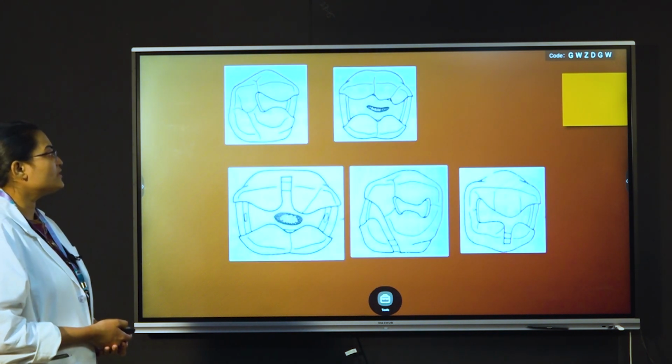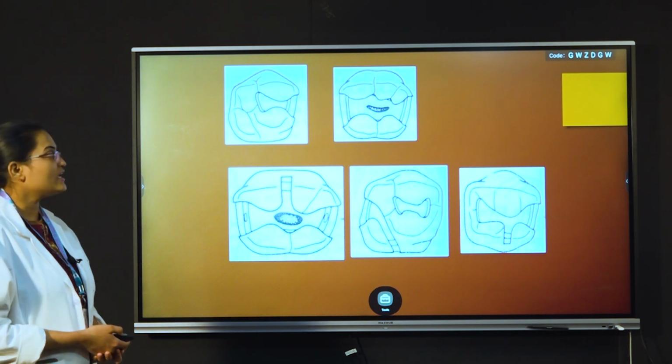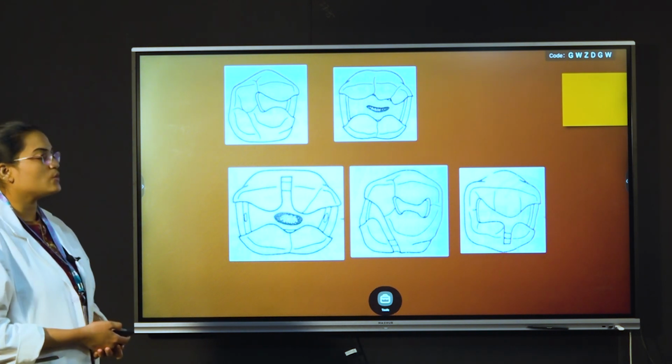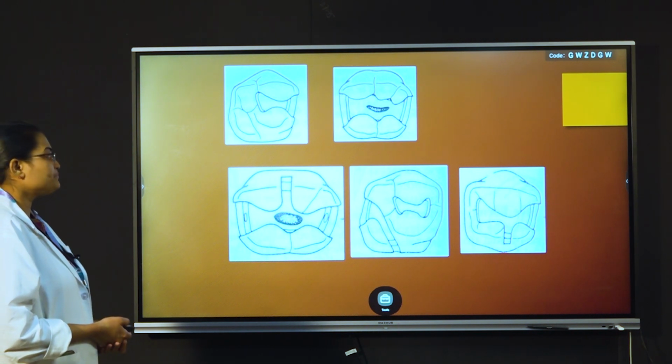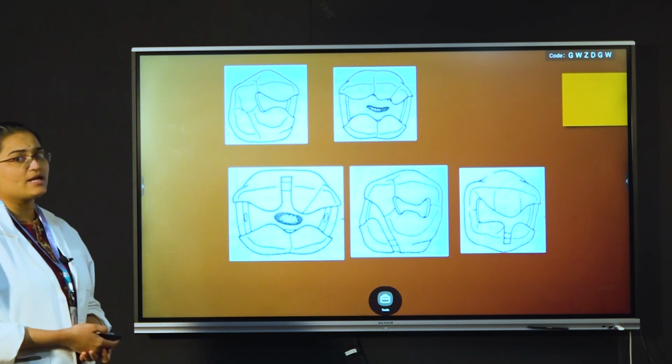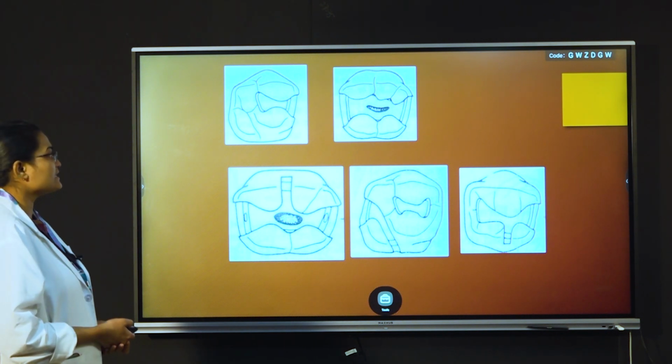These are some of the designs in the outline form. We can see a mix of designs like class 1 with class 2, or class 2 with buccal extension class 1, or separate class 1 and class 2. Such designs exist.